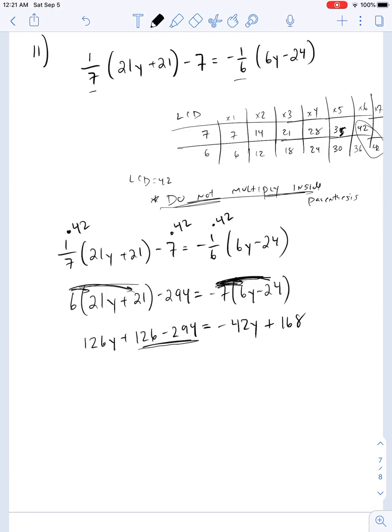We can combine these two, right? So I'm going to bring down my 126y. Now we do 126 minus 294. That gives us a minus 168. And then we bring everything else down.